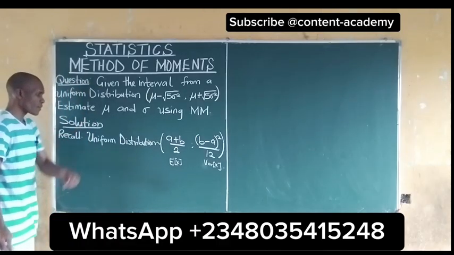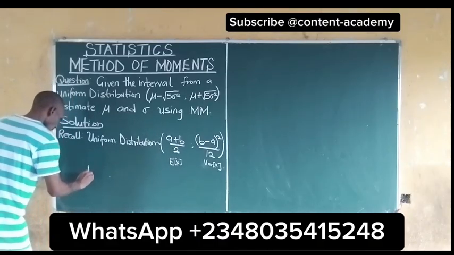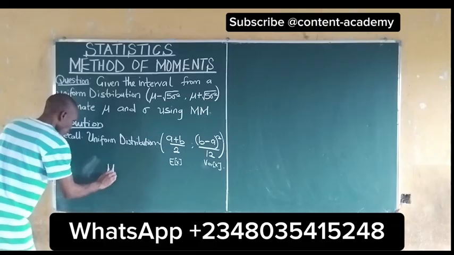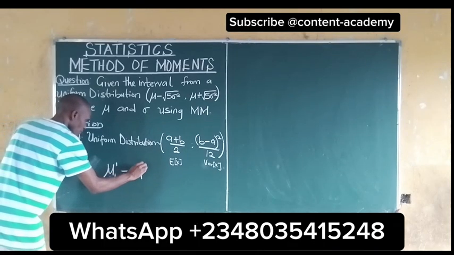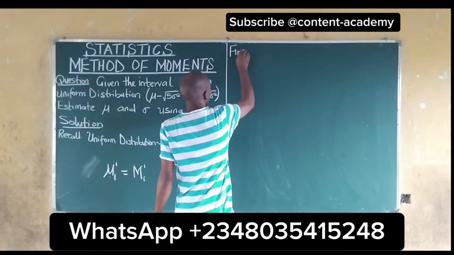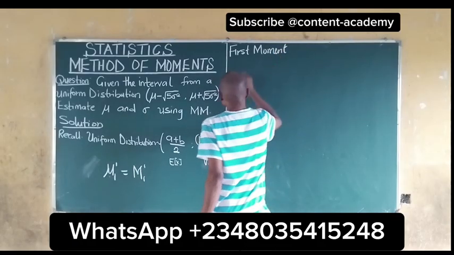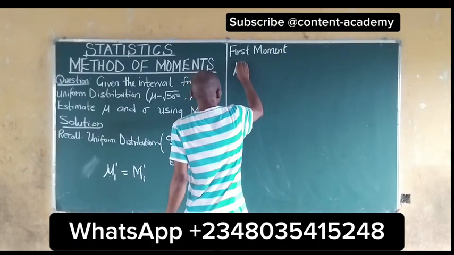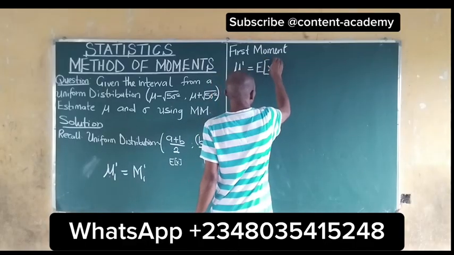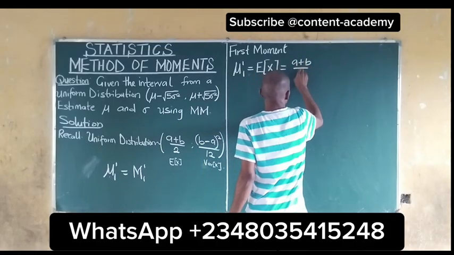Now, for the method of moments, the solution is when the population mean is equal to the sample mean. So for the first moment, we have that the population mean, which is equal to the expected value of x, is equal to (a plus b) all over 2.